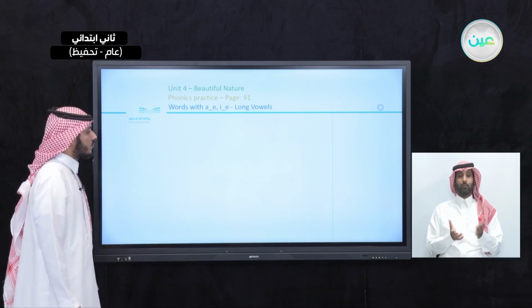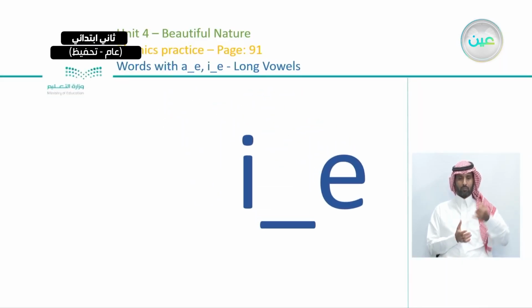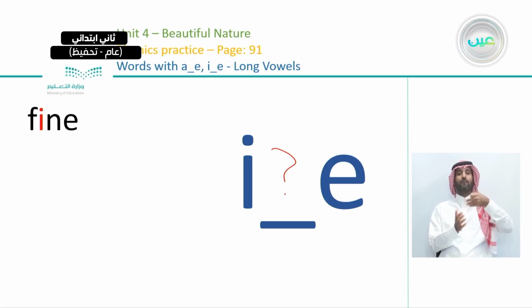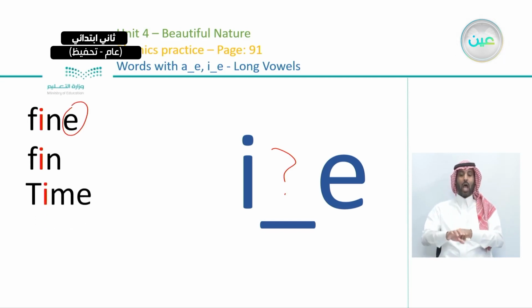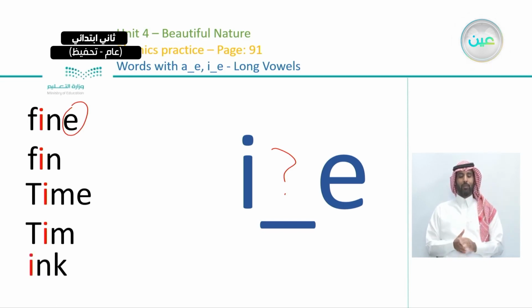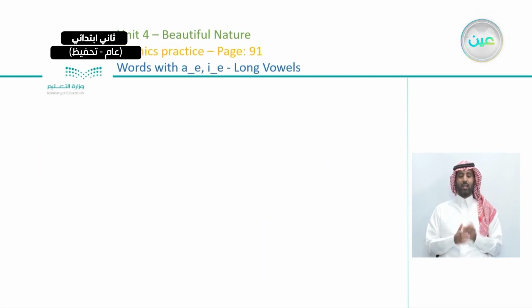Excellent. Now, the same rule, the same grammar. If you have I, then any letter here, then E, you will say I. Let's practice. So we have here fine, and here is what? Fin, fine. We have E in here. After that, we have time, and we have Tim. We have ink. So those are the words here.